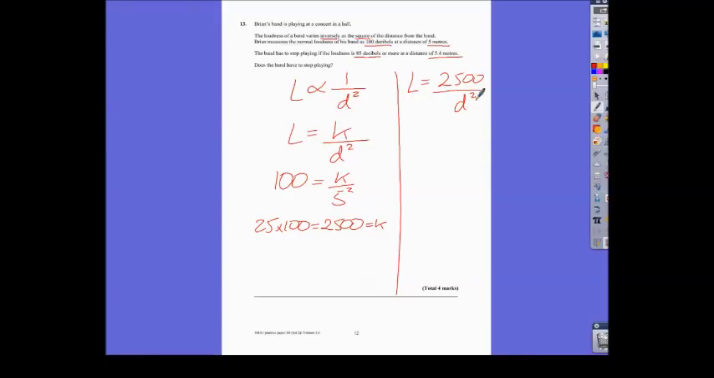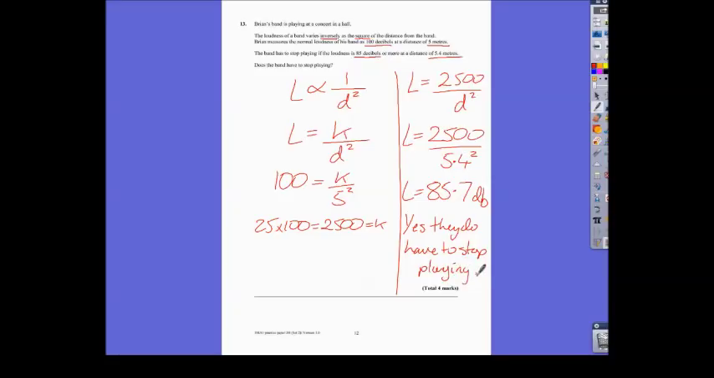Now it says at a distance of 5.4 metres, the band has to stop playing if it's over 85 decibels. So if we work out the loudness at 5.4 metres, we do 2,500 divided by 5.4 squared, and that will give us a loudness of 85.7 decibels. So yes, they do have to stop playing. Again, writing in full sentences what you've found.